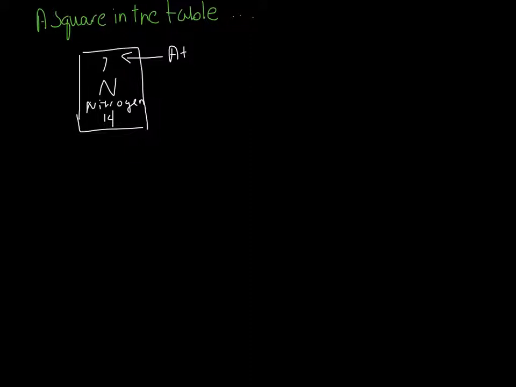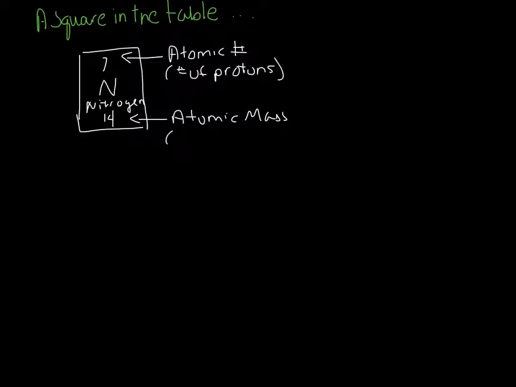The number 7 is the atomic number. And this is the number of protons. Then we have the atomic mass. And this is the protons and the neutrons. So this number is going to be a bigger number because it not only includes the protons, but it includes the protons and the neutrons.